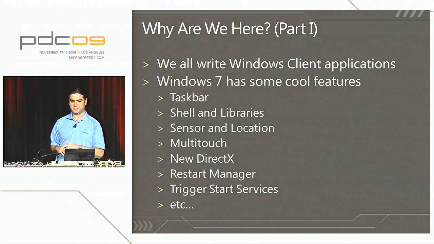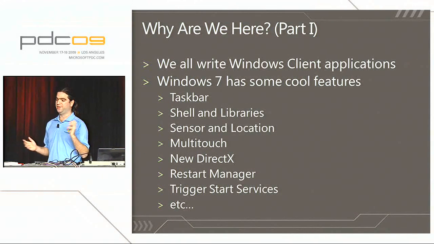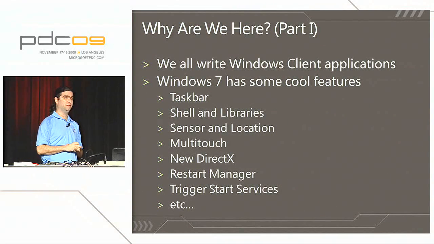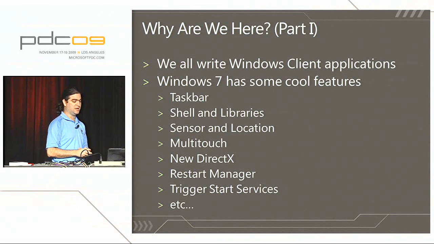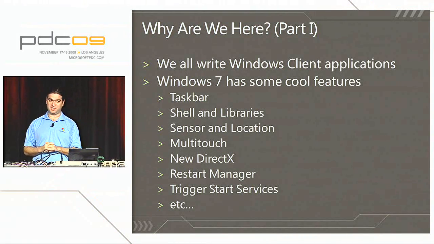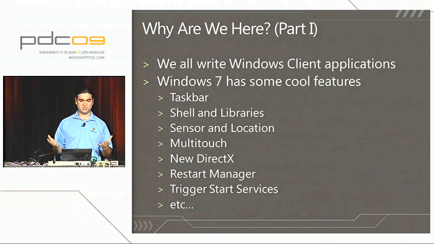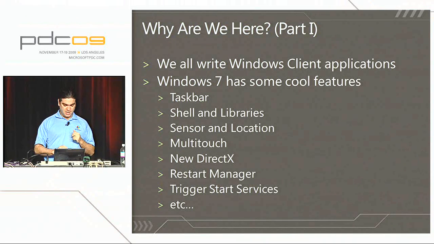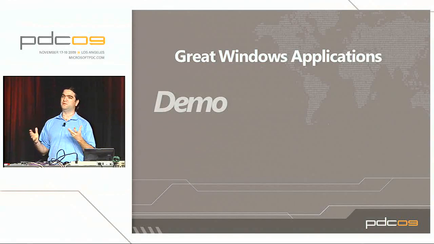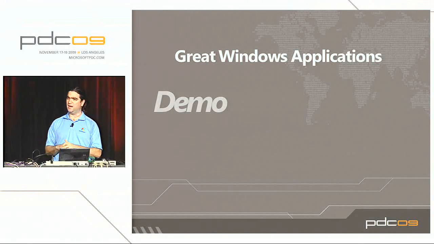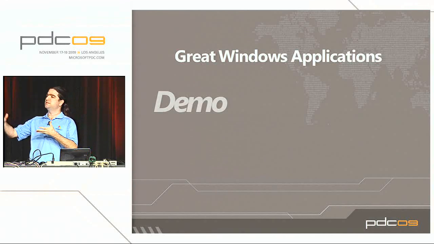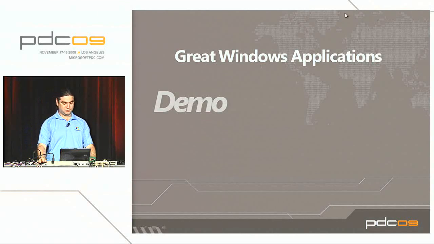So things like the taskbar, shell libraries, we have multi-touch, we have some older features that come from Windows Vista, like Restart and Recovery, we have Trigger Start services. Some of those you've seen in today's keynote and heard about. So there is a lot that we can do. And I would like to show one or two examples of such applications that take that experience on Windows 7 to the next step, adding more value to the user.